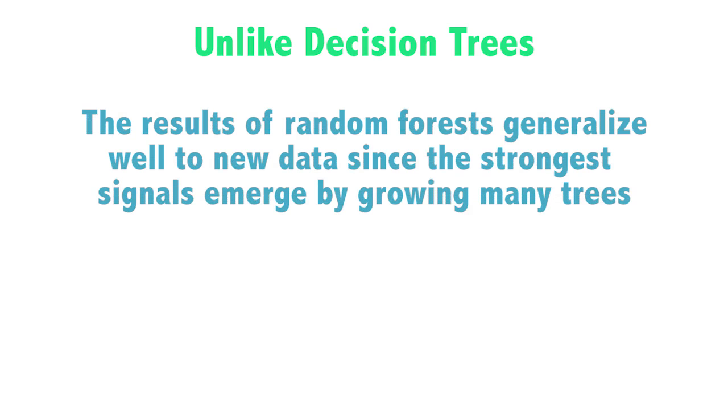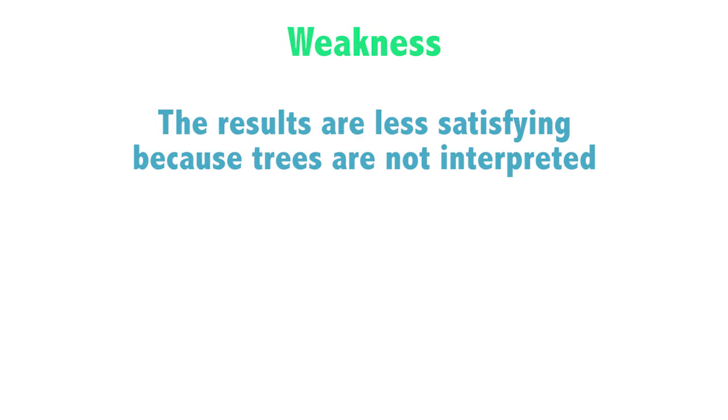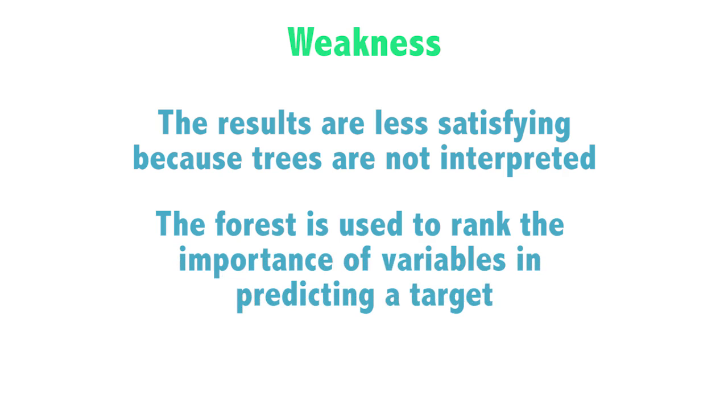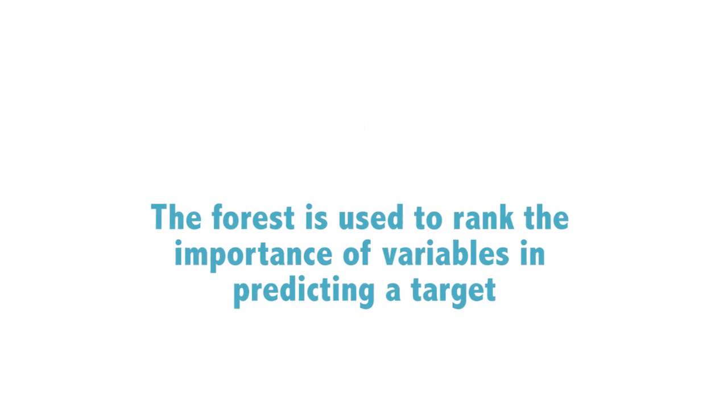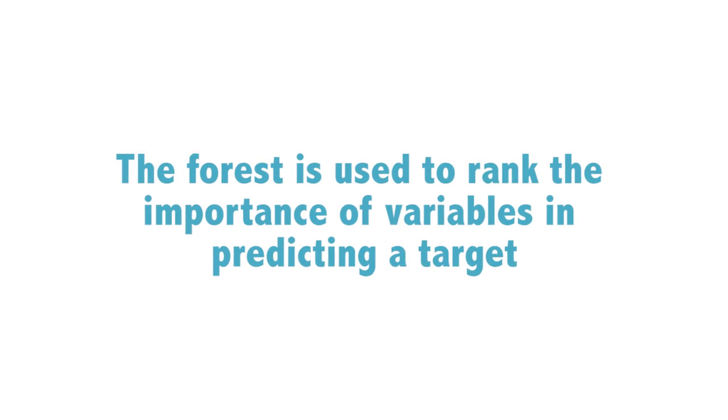Unlike decision trees, however, the results of random forests generalize well to new data, since the strongest signals are able to emerge through the growing of many trees. Further, small changes in the data do not impact the results of random forests. In my opinion, the main weakness of random forests is simply that the results are somewhat less satisfying, since no trees are actually interpreted. Instead, the forest of trees is used to rank the importance of variables in predicting the target. Thus, we get a sense of the most important predictive variables, but not their relationship to one another.